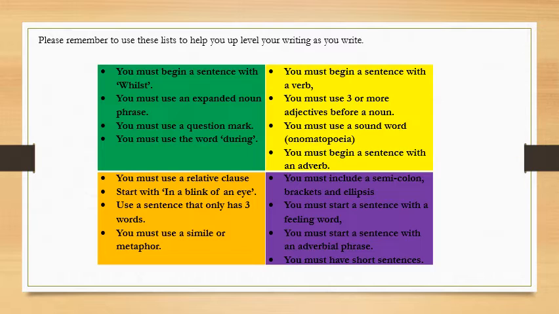You must include a semicolon, brackets, and ellipses. Remember, a semicolon is used to separate clauses, brackets are used to add additional information, and ellipses are there to add tension, drama, or a cliffhanger. Okay, so those 3 things need to be there. You must start a sentence with a feeling word. So remember, a feeling word is happily, so it could be like an adverb where you're showing feeling. Sadly, you might start with feeling anxious, with nerves running through his body, something to show feeling or emotion.